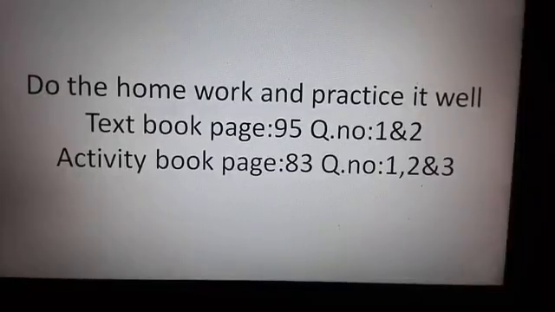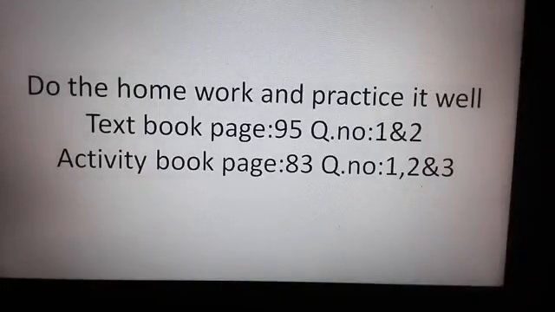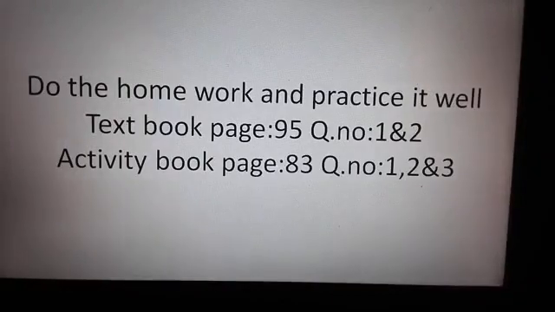Okay, now we did 3 different types of word problems from this section C. Now you have to do the homework and practice it well at home. From the textbook page number 95, question number 1 and 2, and activity book page 83, question number 1, 2 and 3. Okay, thank you.